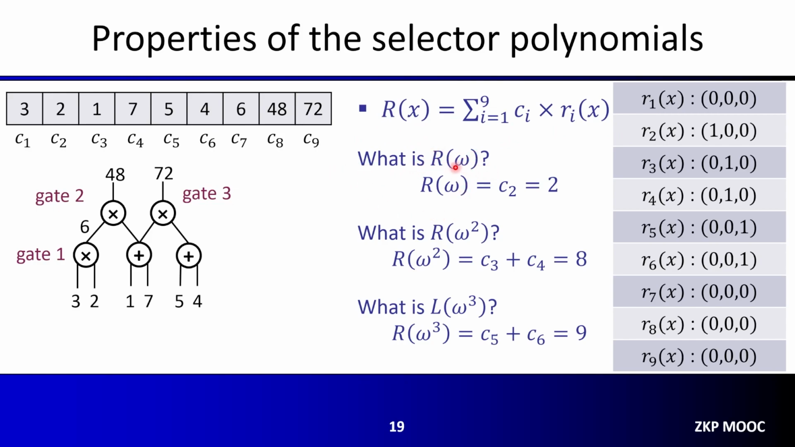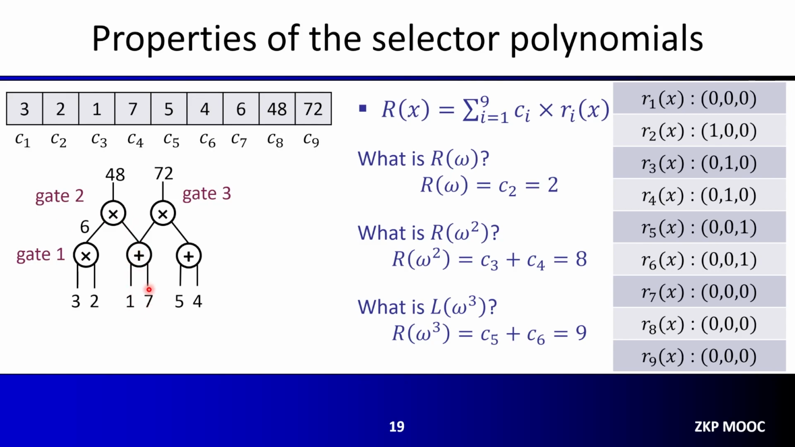And what is R of omega? Again, we are looking at the first column of this table. And there's only one non-zero in this column, that is R2x, simply because C2 is the right input of this gate 1. And because of that, in this entire summation, there's only one non-zero term, that is C2. So we are selecting C2 out of this trace of the computation. And similarly, if you evaluate R at omega squared, that is C3 plus C4, because there are two non-zeros in the second column of this table, and they correspond to the right input of this gate 2.